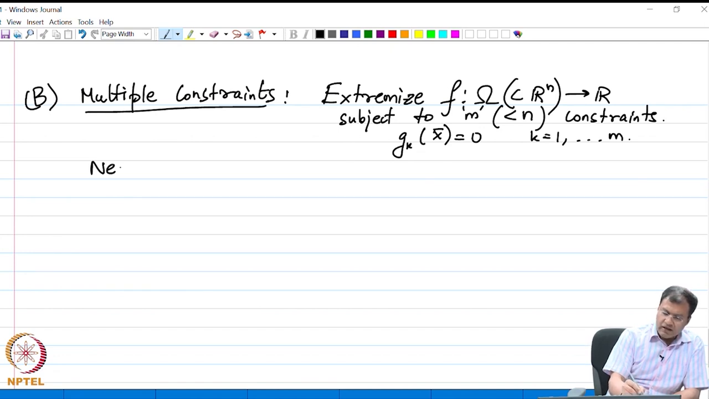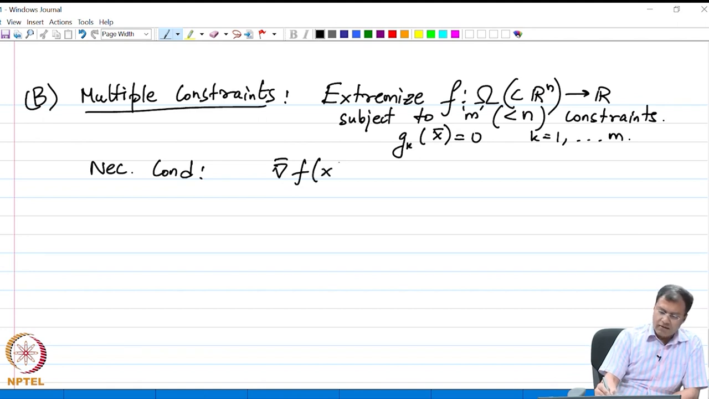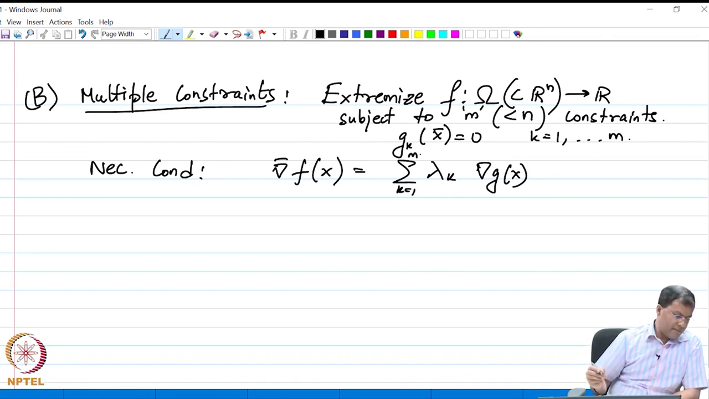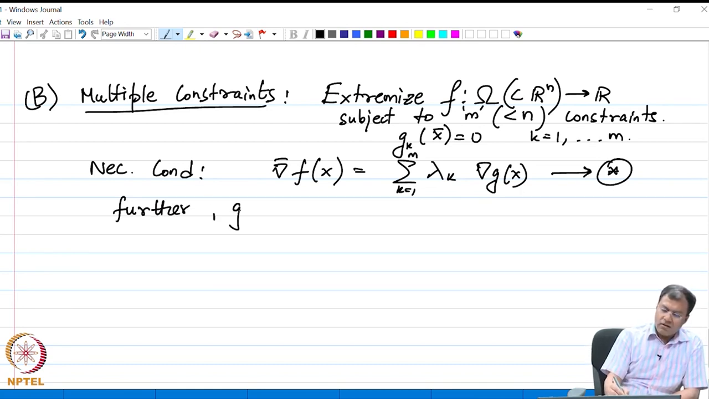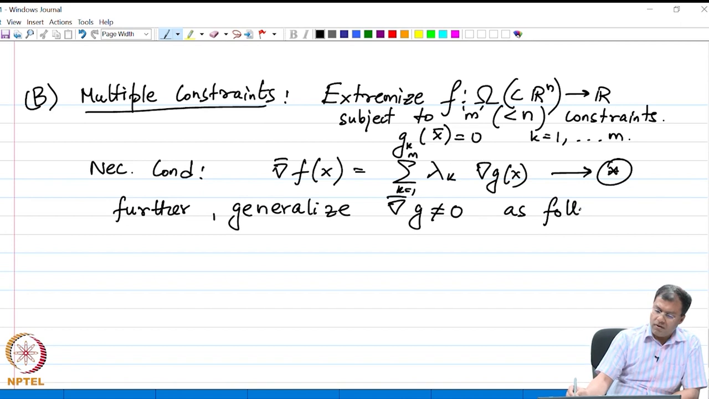So the necessary condition given by Lagrange reduces to the following. It tells us that grad of f of x is equal to the summation of the lambda k times grad of gk of x, where k is from 1 to m, right? Let me call this condition star, and further we need to generalize the condition that the grad of g is non-zero as follows.